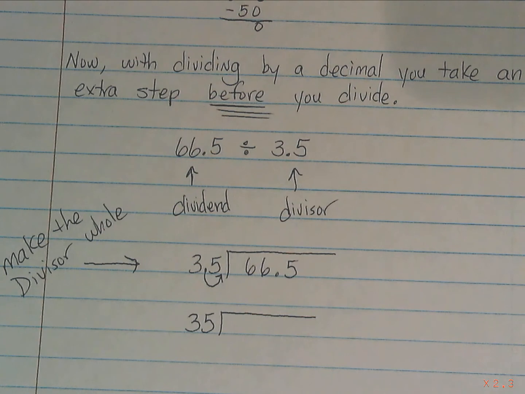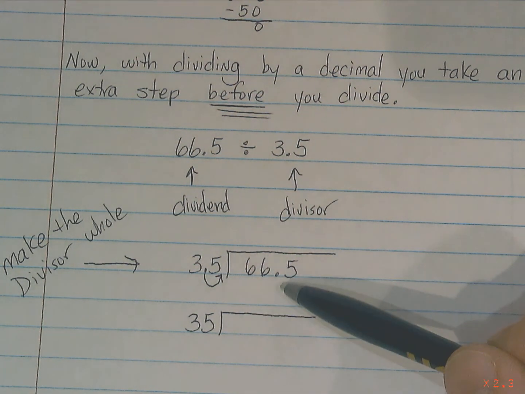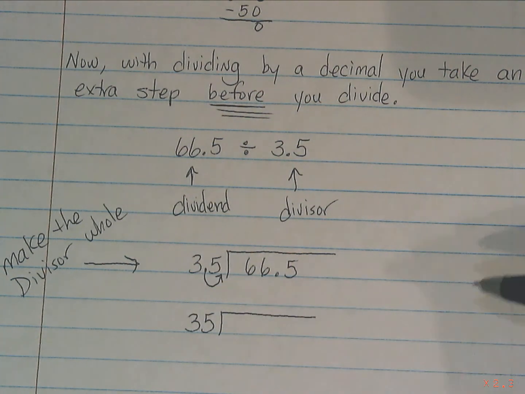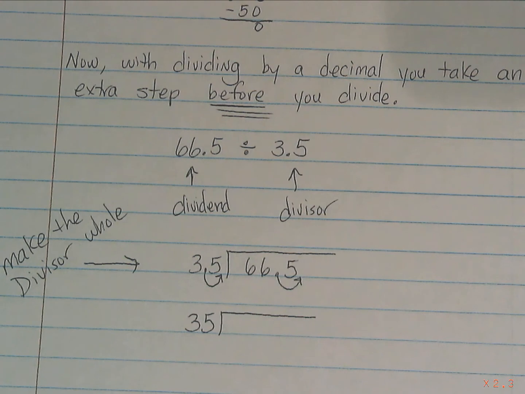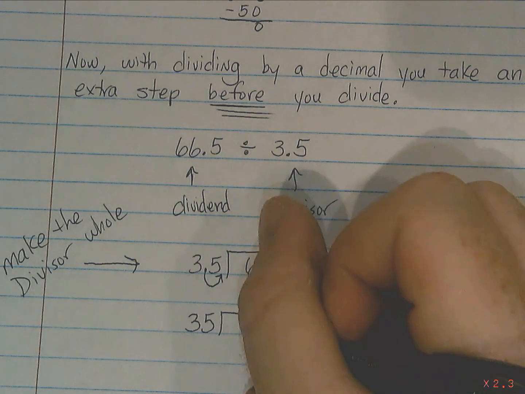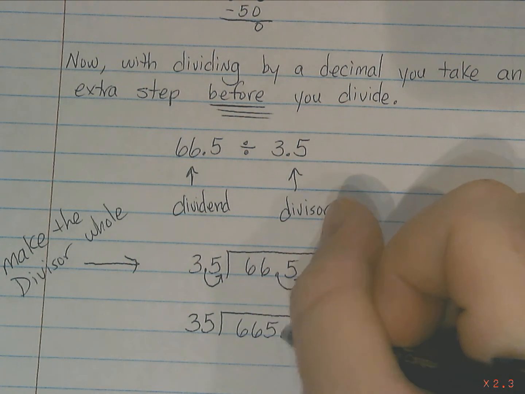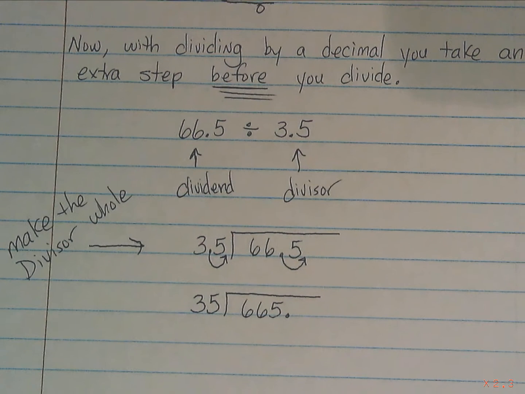But the problem with that is, if you do that here, you also got to do it over here. You have to be fair. Whenever you do the one side, you got to do the other side. So we're going to move this to the right 1 time. So it's going to be 35 into 665, and the decimal is going to end up being at the very end as well. And then you just divide like you normally would.